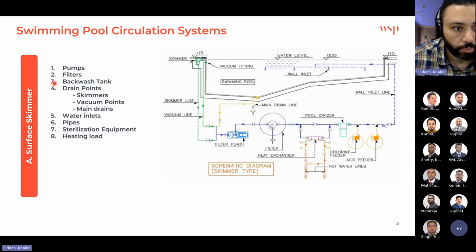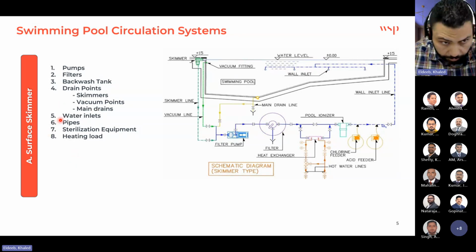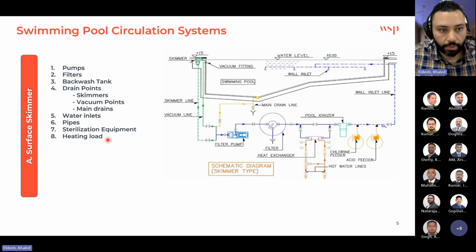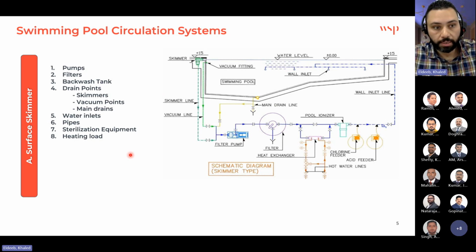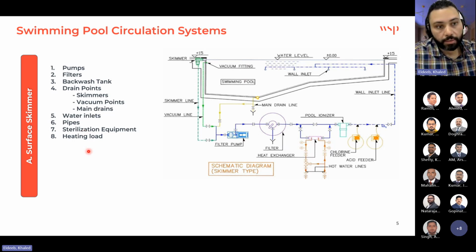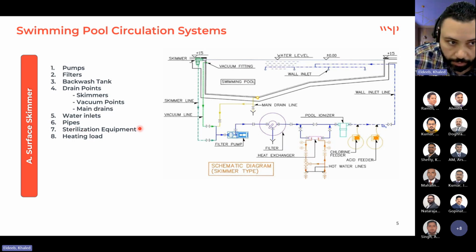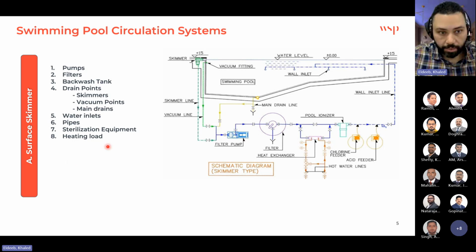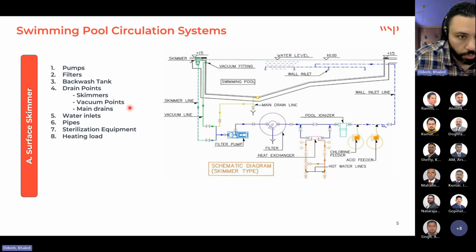Okay, so we will check this one also. Drain points, skimmers, vacuum points, main drains. Then we will see how to size the water inlets, how to count, how to decide how many water inlets are required based on the pool capacity or the pool size, how to make sizing for the pipes. Even the sterilization equipment, we will see how to calculate this one. Also the heating load that we are using here for heating the pools. So all of this we will go through them one by one.